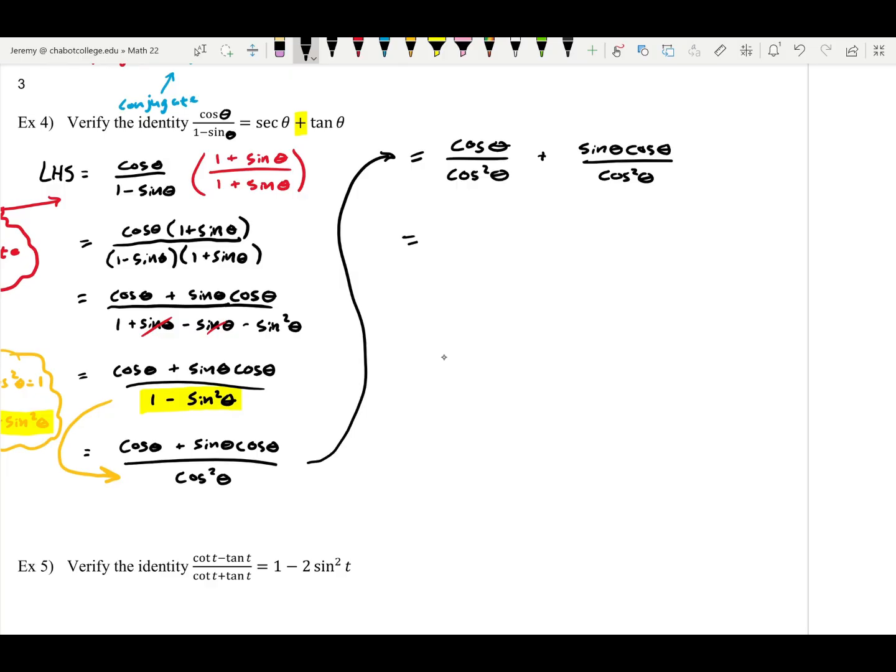And now here's where the good stuff happens. We have a common factor of cosine theta in this first term, so it simplifies to 1 over cosine theta. Love that. Over here, again, another common factor of cosine theta, so this simplifies to sine theta over cosine theta. And look at that, that gives me secant of theta plus tangent of theta, which is our right-hand side. Yay.